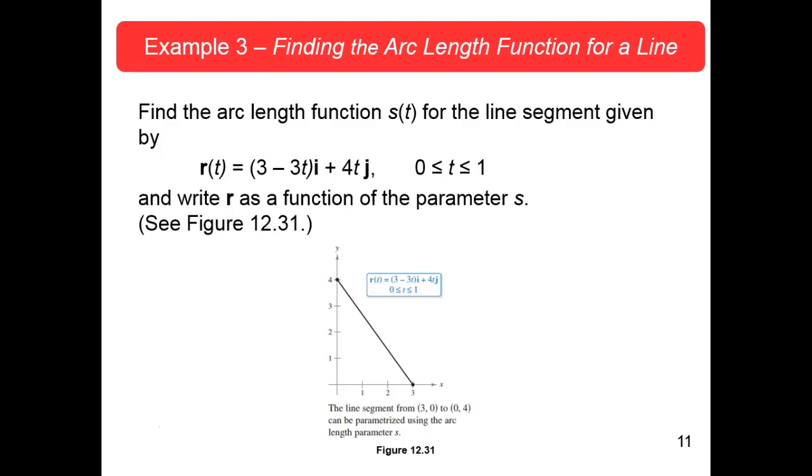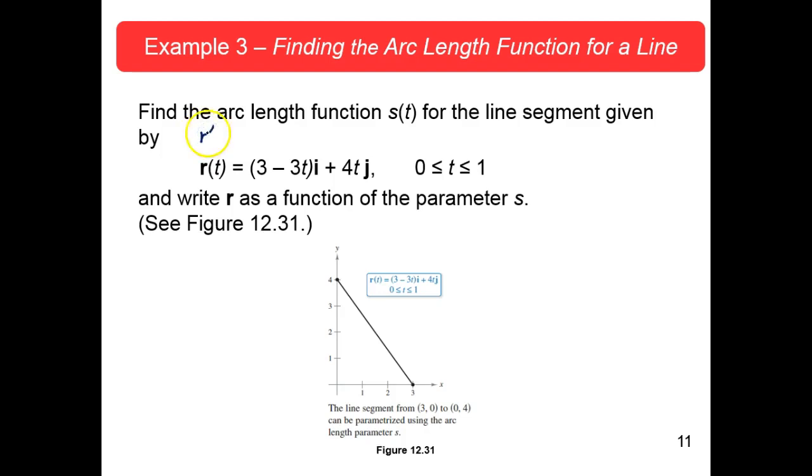So find the arc length function s of t for that line segment, and write r as a function of the parameter s. Notice s is a scalar quantity. It's a length. That's all it is. It's not a vector. It's a length. So we'll write r as a function of that parameter s. We're going to find the arc length function first. And how are we going to do that?